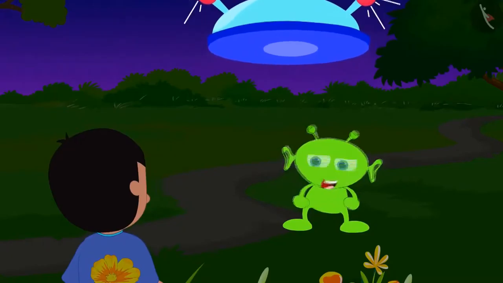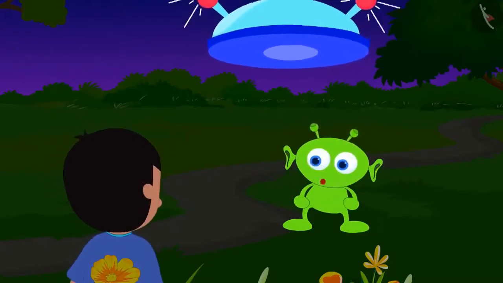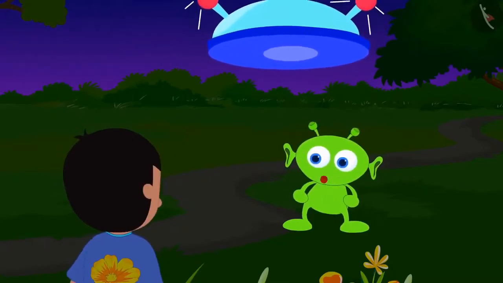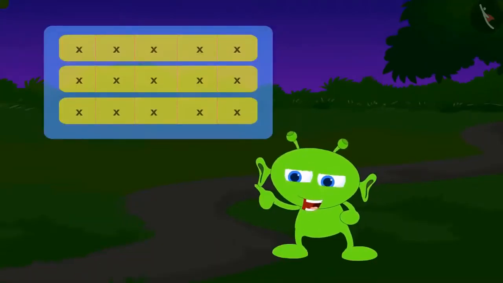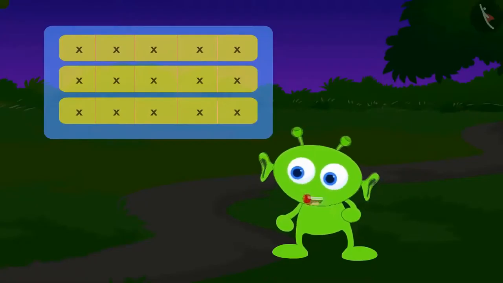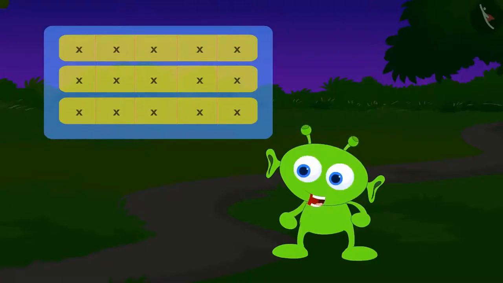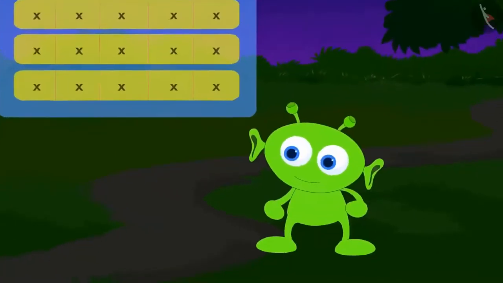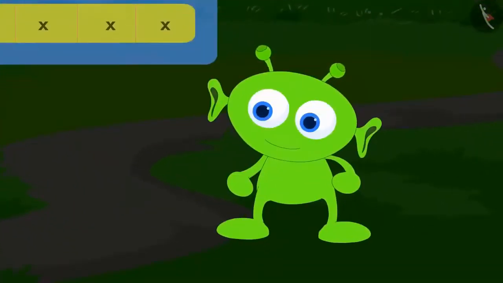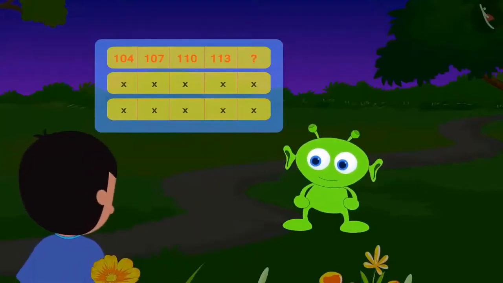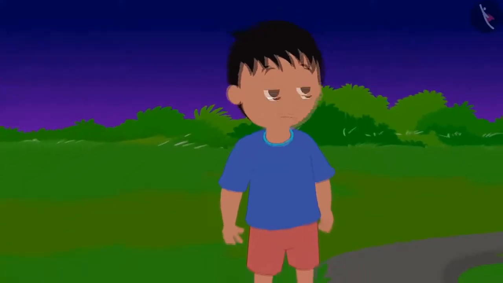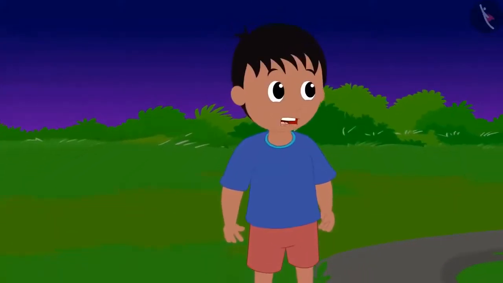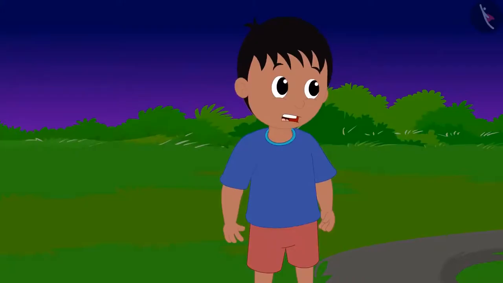If you want to save your friend, then you have to complete three of the codes given by me. If you cannot complete these codes, then I will take your friend away from the earth forever. The alien from the flying saucer said to Raju, "This is my first code. This is a strange code."